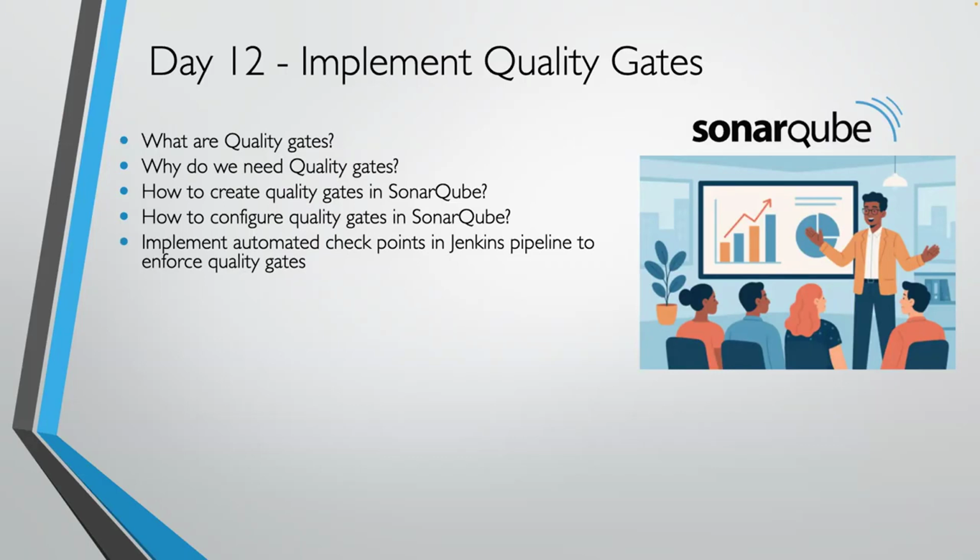In today's lecture, we are going to learn how to implement quality gates using SonarQube. And in the process, we will also understand what we mean by quality gate and why we need quality gates. We will create a quality gate, configure it, and add some thresholds in the quality gate. And then finally, we will implement automated checkpoints in the Jenkins CI/CD pipeline so that you can enforce the quality gate.